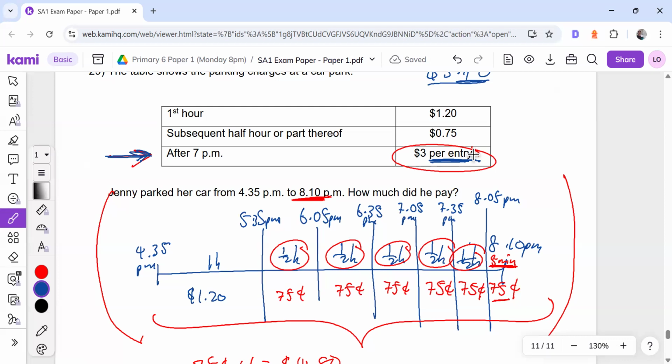Okay, how about Jiala? Did your teacher say that? Once you go in already, you don't need to pay 75 cents. You just pay $3 after 7 p.m. Per entry is like no matter how long you stay, it's still $3. Even if you stay half an hour, it's still $3. Is that what your teacher says also? Not teacher, but Google. Okay, how about Charlene? Yeah, my teacher also said.